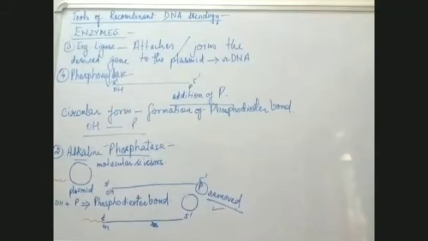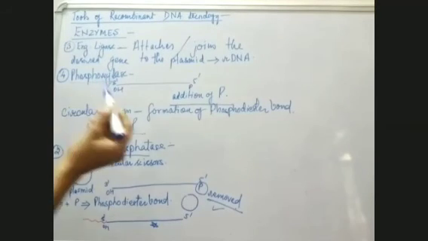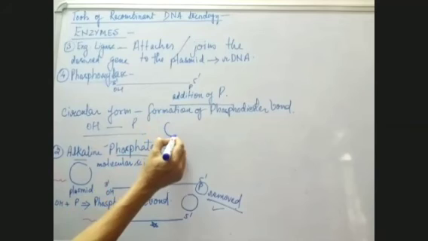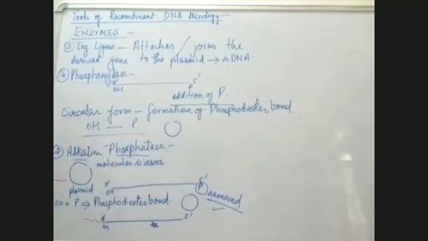Both of these will roll back, and both OH and P will form a phosphodiester or phosphoester bond, and ultimately we will get it back in circular form like this, recombinant DNA with the gene here.